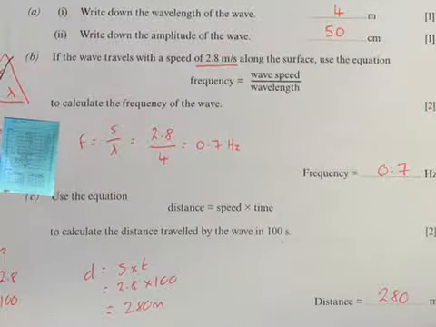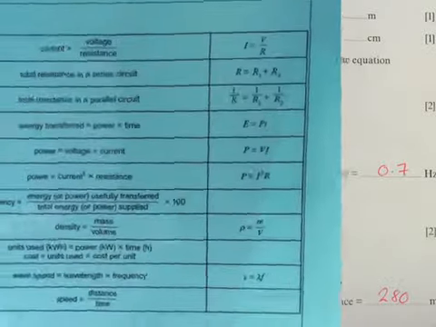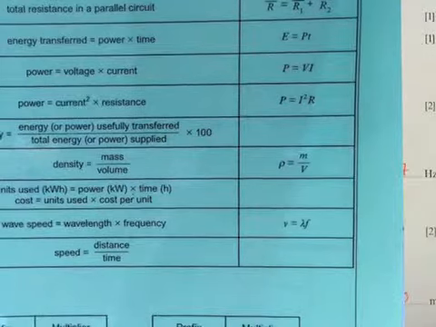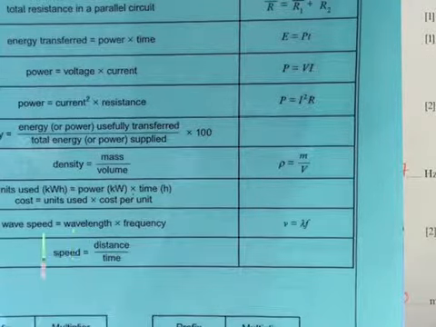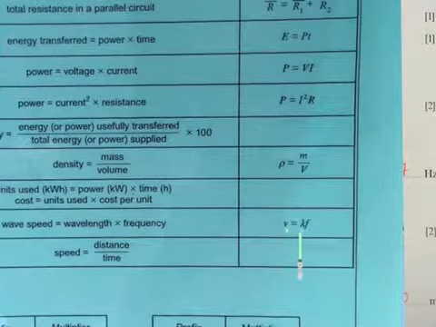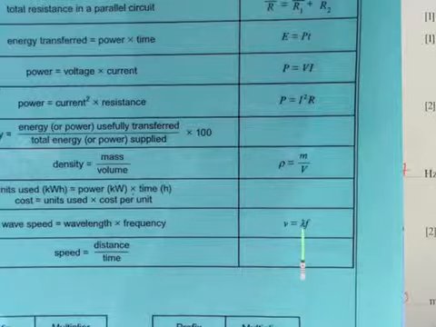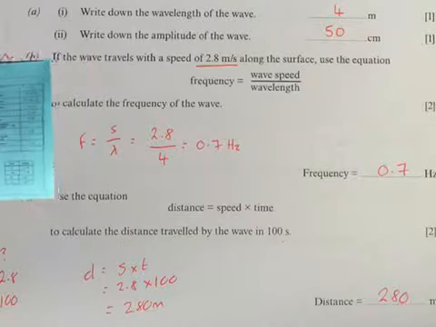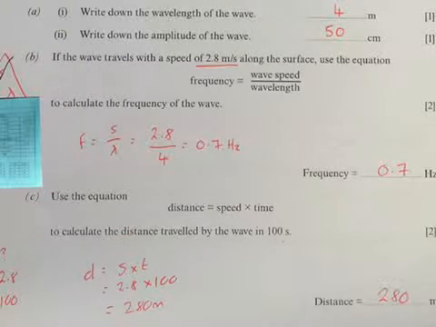Use the equation distance equals speed times time, and all of these are given to you anyway. There's your speed, distance, time. There's your wave speed equals wavelength times frequency there. So that's because it's a foundation question. They're just giving it to you here, which is why it's only worth 2 marks.